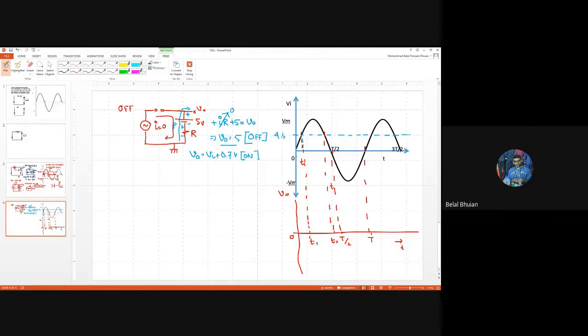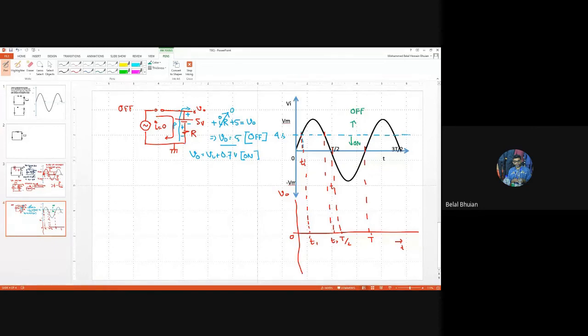How is that? So first of all, let's find out between 0 to T1, is the diode on or off? Tell me. On. So if it is on, which relationship are we going to use? This one or this one? The on relationship. Now, what is the on relationship? We found out the on relationship is that V naught is equal to Vi plus 0.7.